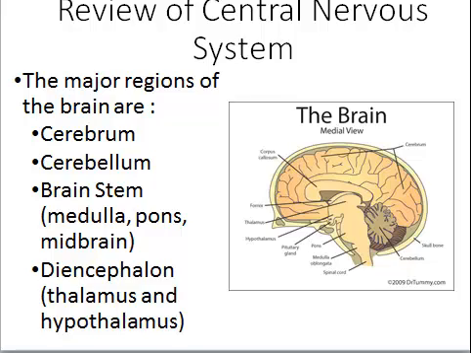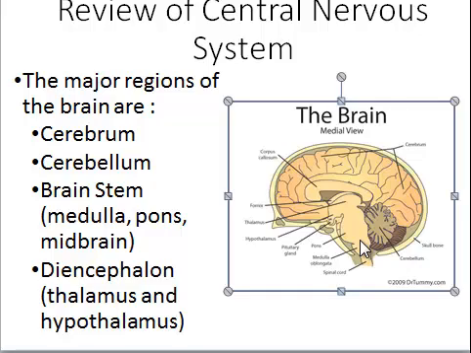So the brain stem, we're getting down here to our brain stem. So the pons connects the medulla with the cerebellum and with higher brain centers. And cell bodies for cranial nerves 5, the trigeminal nerve, and 7, the facial nerve, are found in the pons.